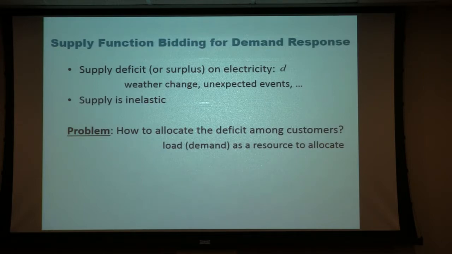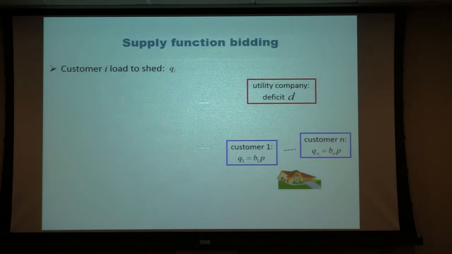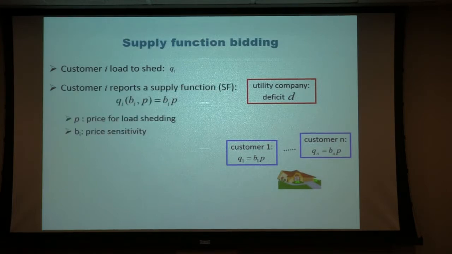It's very simple: everyone here, tell me what you can do. The bidding we have is similar to what the transmission system has been doing: ask people to give me some cost function. This is supply function bidding. Each individual person has some flexibility that the company doesn't know about, so I ask each individual to give me a supply function. This is a linear supply function, the price times b_i.